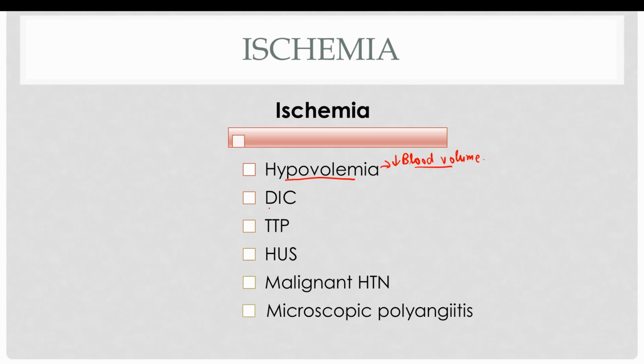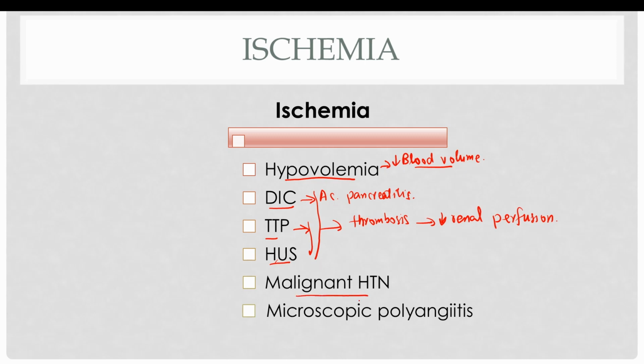Moreover, there is disseminated intravascular coagulation, which is an acute complication of acute pancreatitis. Then there is thrombotic thrombocytopenic purpura and hemolytic uremic syndrome. So all these three result in thrombosis and decreased renal perfusion. There are also some vascular diseases such as malignant hypertension and microscopic polyangiitis that also account for ischemia.